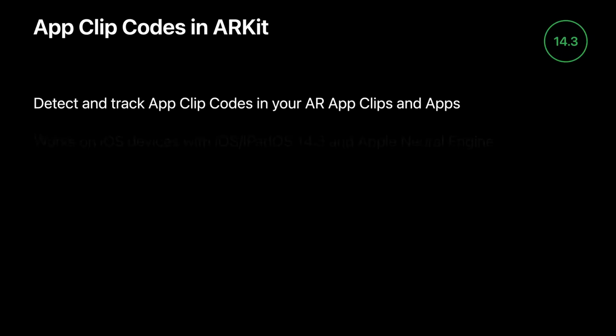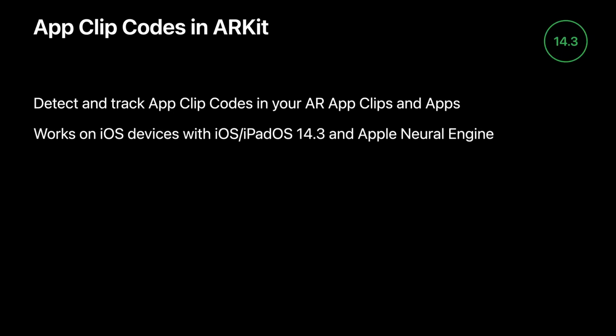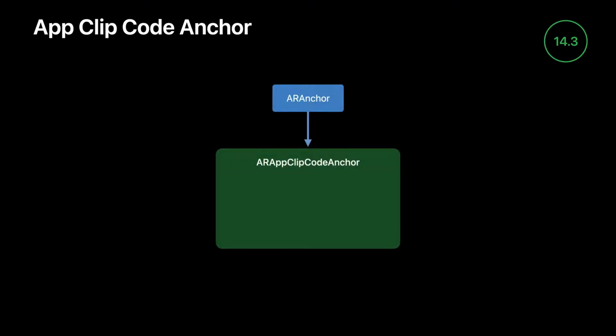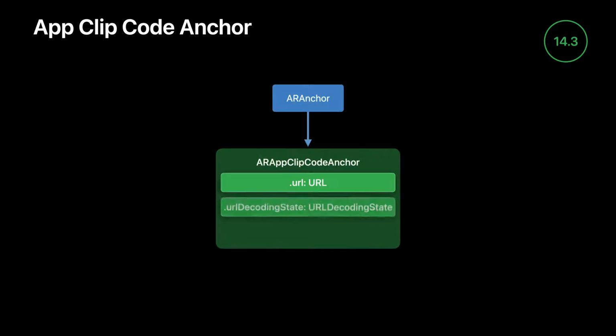Note that app clip code tracking requires devices with an A12 Bionic processor or later, like the iPhone XS. Let's take a closer look at how to use app clip codes in ARKit. In iOS 14.3, we introduced a new type of AR anchor, an AR app clip code anchor. This anchor has 3 new properties: the URL embedded in the app clip code, a URL decoding state, and the radius of the app clip code in meters.